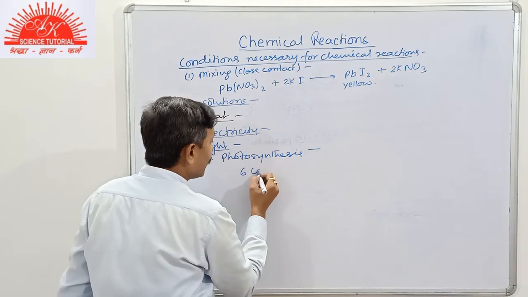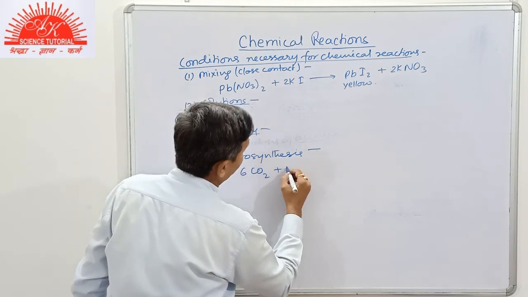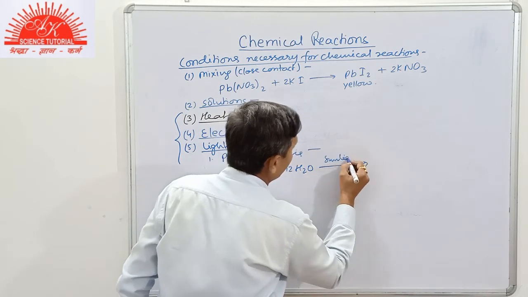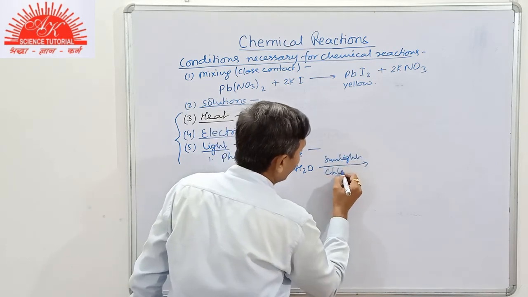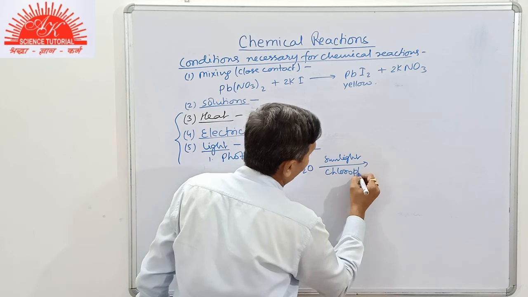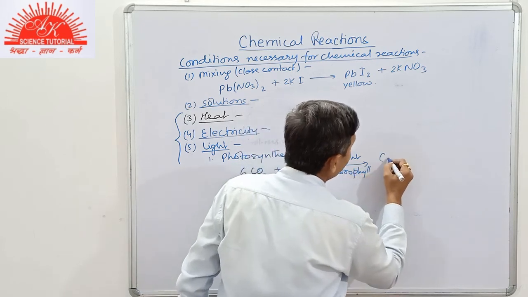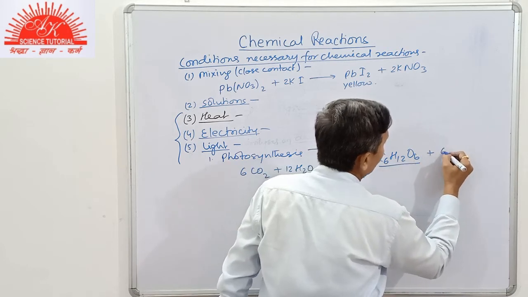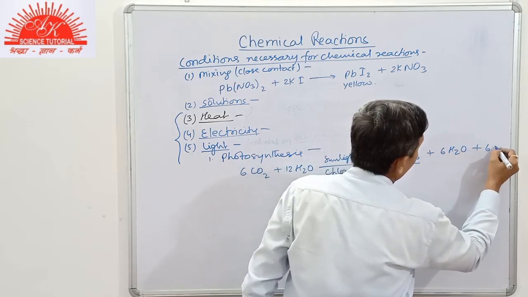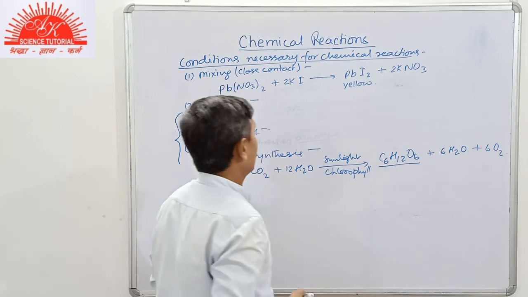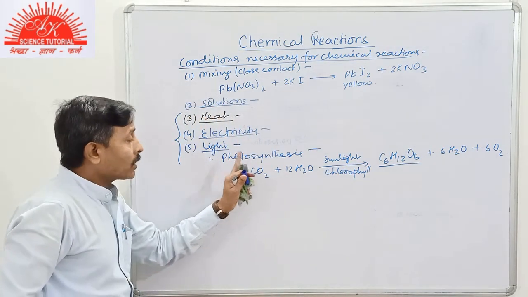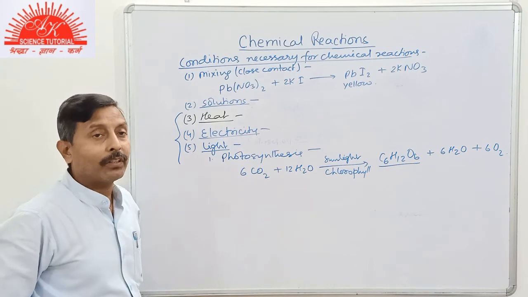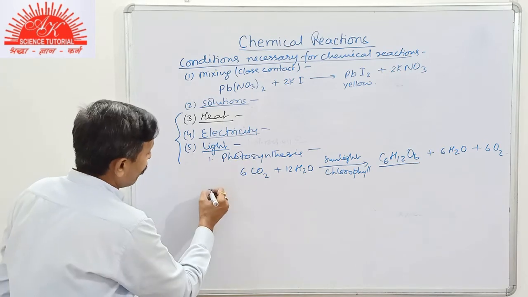So in photosynthesis, this reaction takes place. Sunlight, chlorophyll is also essential. As a result, this reaction takes place: glucose plus water, and oxygen gas is released. So this is a process which will not take place in the absence of sunlight, without using solar energy.